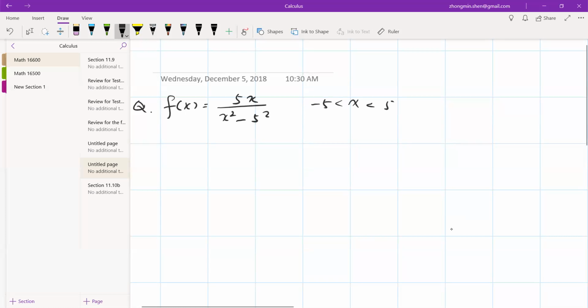Yeah, 5x over x squared minus 5 squared. I wanted to find the derivative of the inverse at 0.